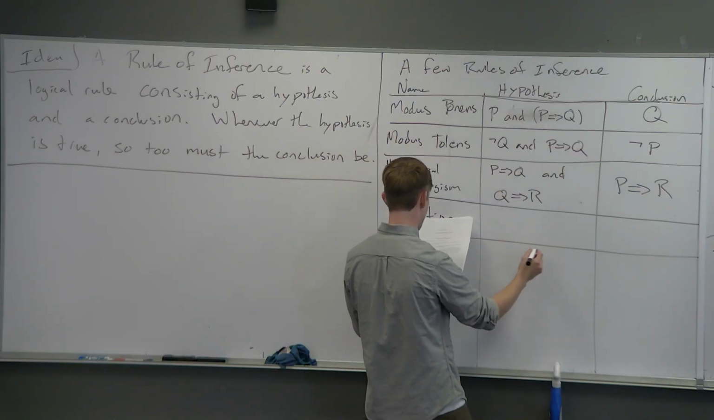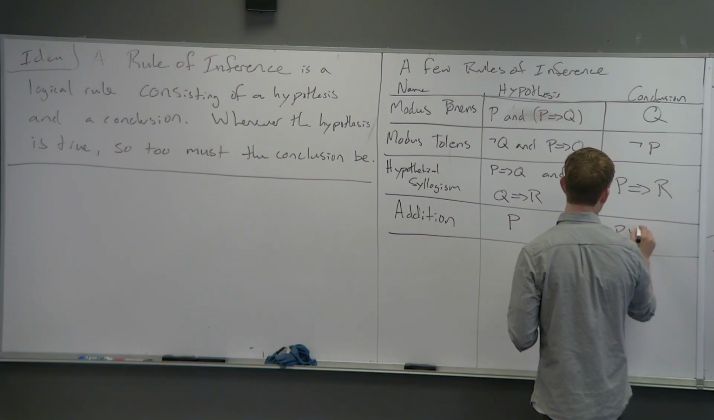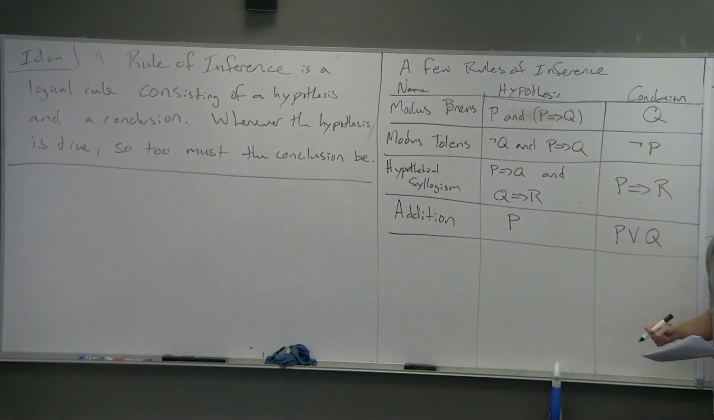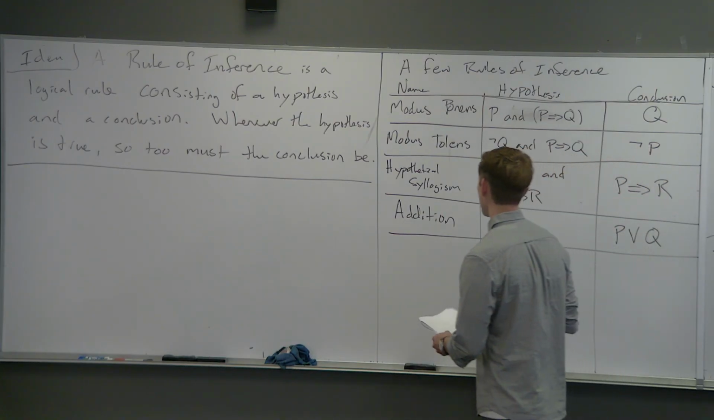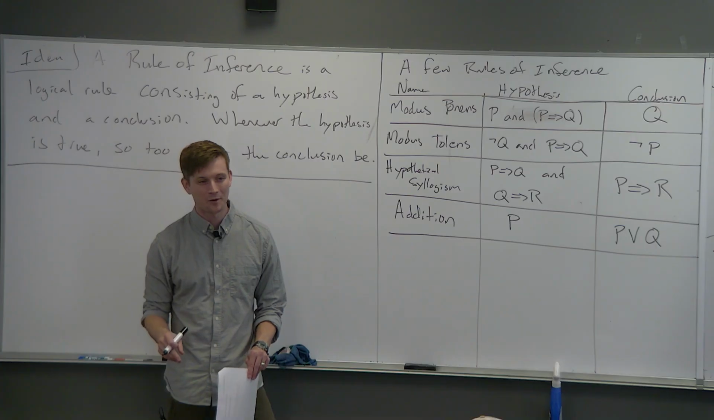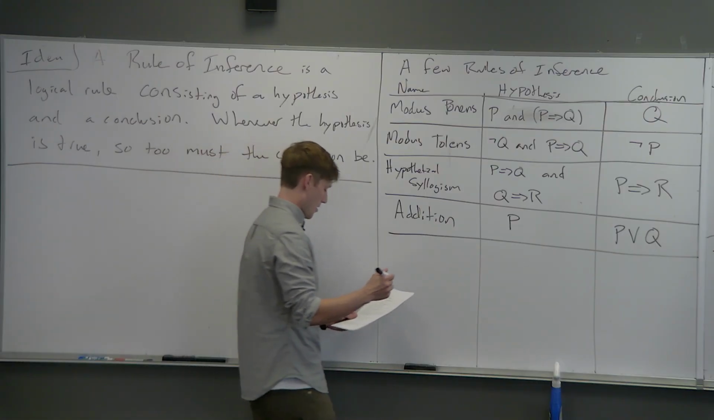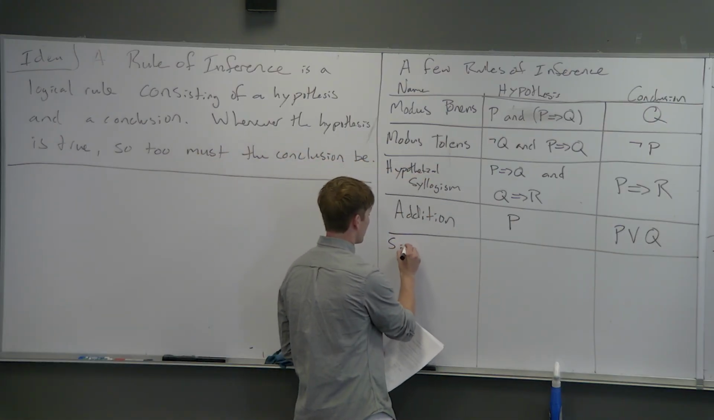Addition is not so bad. It says P, conclusion, P or Q. That is, if P is true, then no matter what Q is, P or Q is true, right? Okay. That doesn't seem that crazy at all. In fact, that's kind of a weird one, right? The Q just seems like it pops up out of nowhere, which it kind of does, and it's fine that it does. All right, what about simplification?